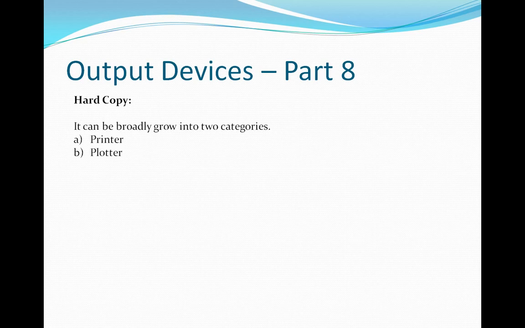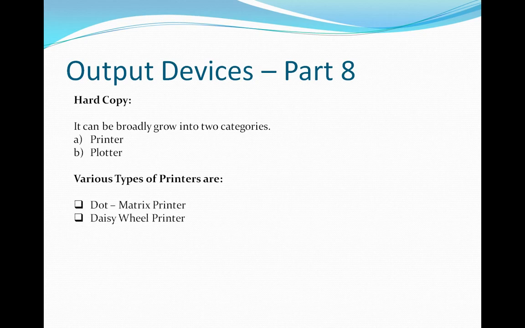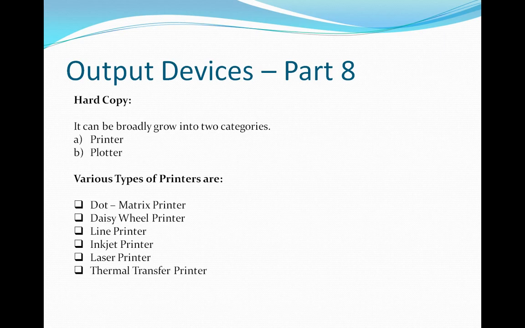Okay, right. The next is hard copy. As discussed, we have hard copy and soft copy, right? So hard copy also is divided into many types. It can be broadly grouped into two categories, that is, one is a printer and the other is a plotter. So what is a printer, what is a plotter, we will see now. There are various types of printers available in the market. One is called a dot matrix printer, daisy wheel printer, and we have the line printer, which prints the data on the line, and then we have inkjet printer, laser printer, and thermal transfer printer. These are the various printers that we have.